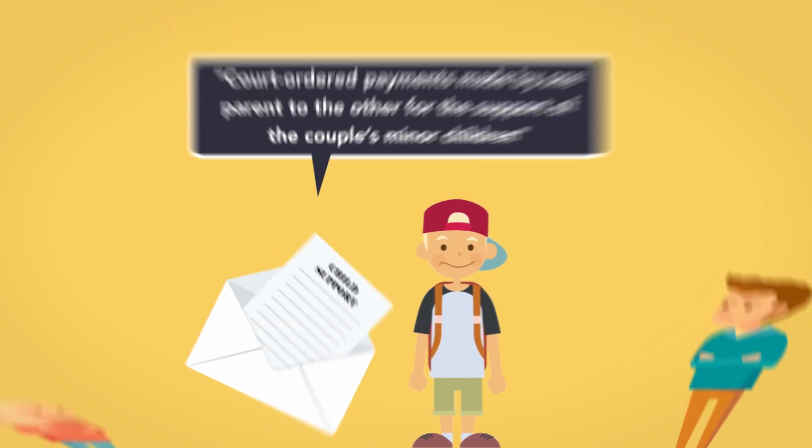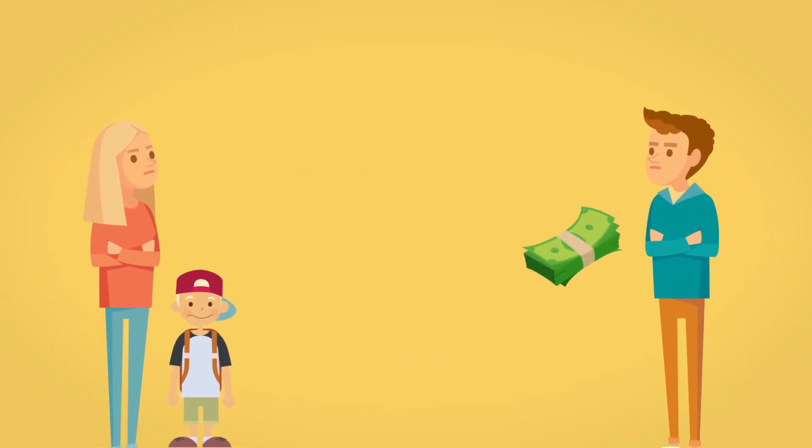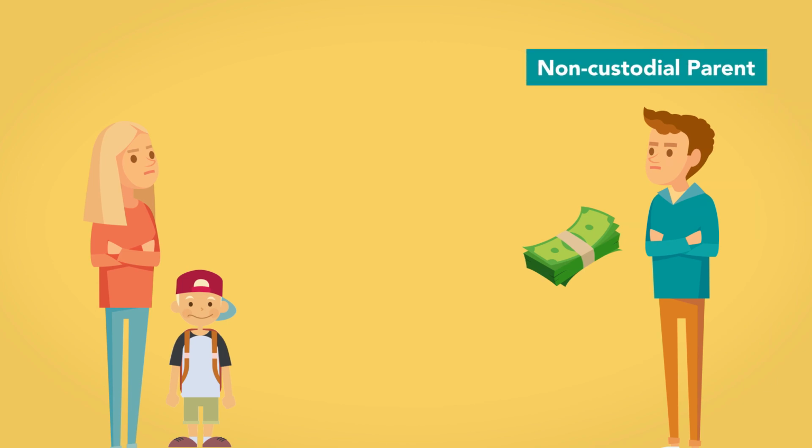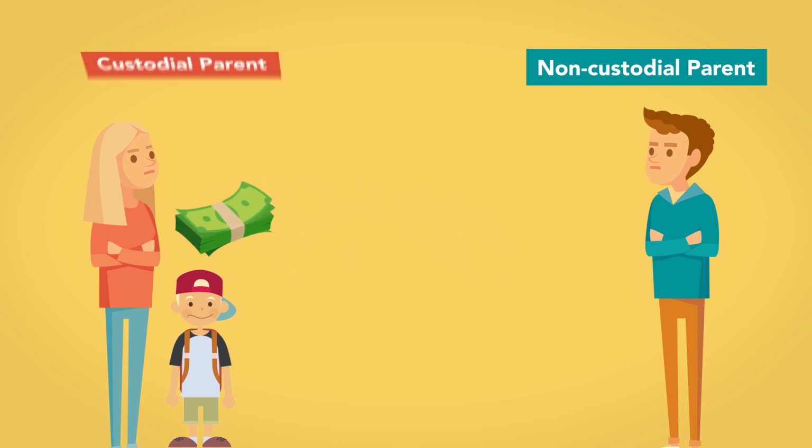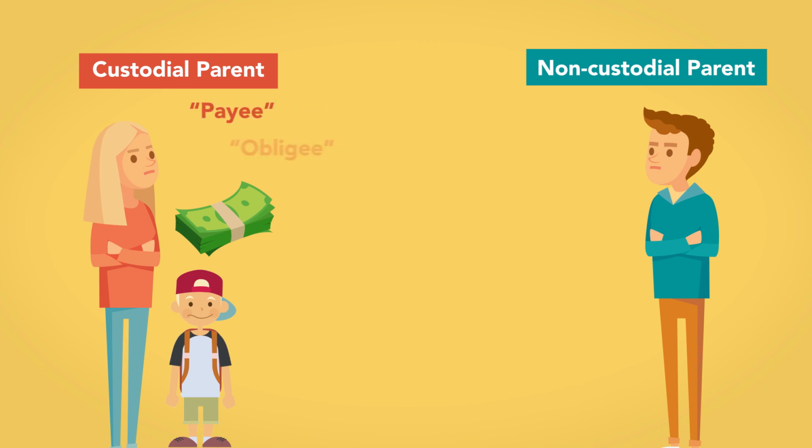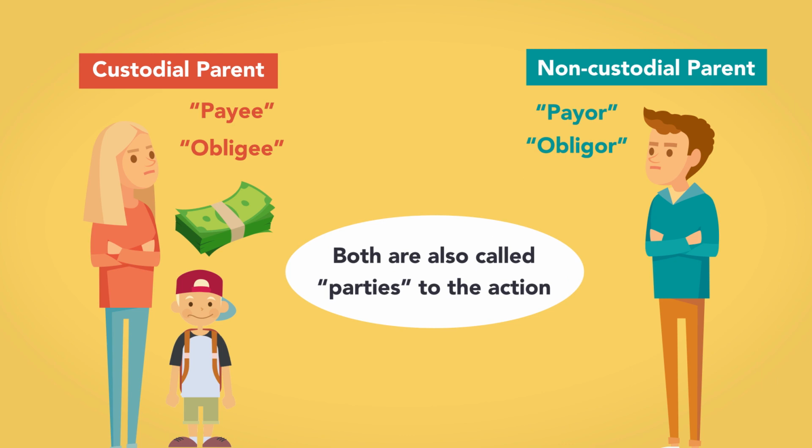minor children. Child support is paid by the parent that the child does not reside with, called the non-custodial parent, to the parent that the child does reside with, who is called the custodial parent. The custodial parent is also often called the payee or obligee, while the non-custodial parent is called the payer or obligor. Both are also called parties to the action.